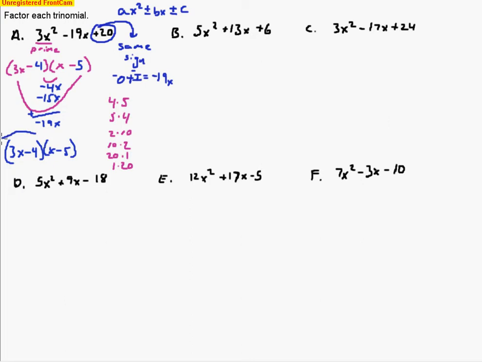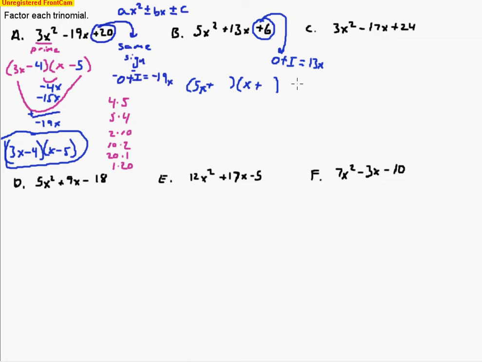Taking a look at the next one, we have a 5x squared plus 13x plus 6. Again, this sign right here tells us that the outside terms and inside terms are adding together, but this time they're making a positive 13x, so we know the sign inside the binomials is going to be a plus sign. So we start off with that 5x and x. Those are the numbers that make 5x squared. And then we just try different numbers that make 6.